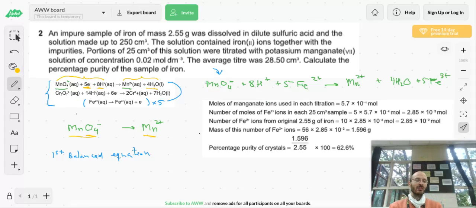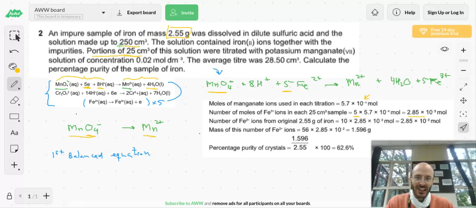Okay, so once you've got the balanced equation, you calculate the moles of manganate used in the titration, which is this number. And then, because of the molar ratio, which is 1 to 5, you multiply by 5. And that gives you the moles of iron 2+ from the portion that was titrated, which is 25 cm³. This portion comes from a bigger solution of 250, which is where the 2.55 grams were dissolved.